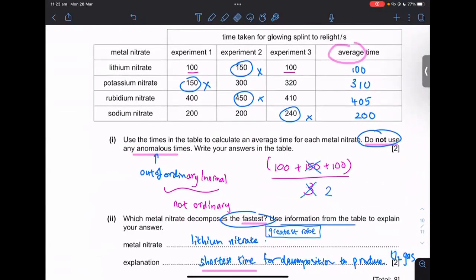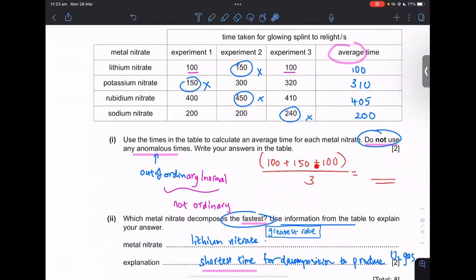Averaging was very, very badly done. Very, very badly done, okay? Averaging. Here, if you have 3 readings, usually you would do 100 plus 150 plus 100, and then you remember to divide by 3, because there's averaging. 3 results, so add them up, divide by 3, that's averaging. Average should be close to your value.